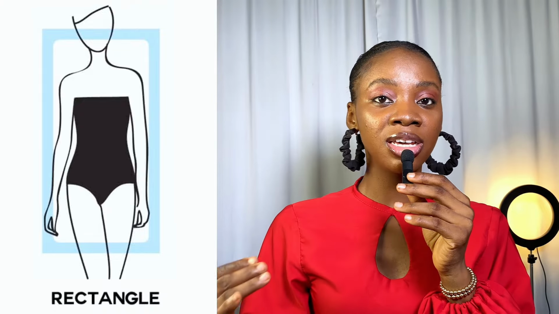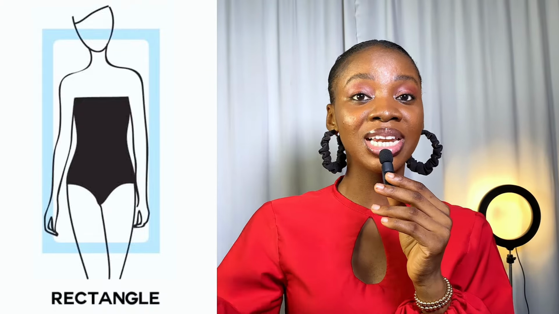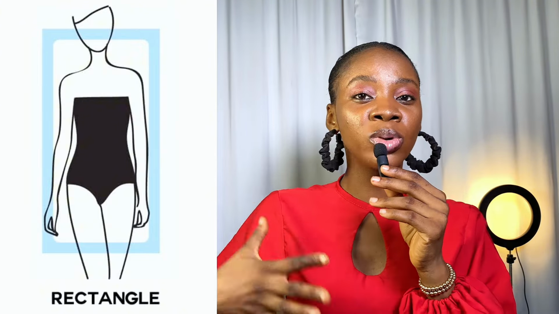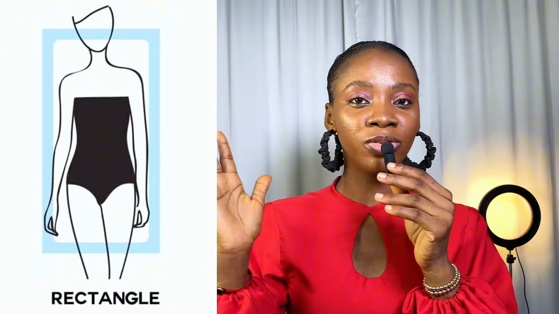So the first body shape we'll talk about is the rectangle shape. So with this body shape, the shoulders, the bust, and the hip measurements are roughly the same. The waist might be slightly narrower than the hips, but it is usually not by much, right? So the waist isn't usually very defined.